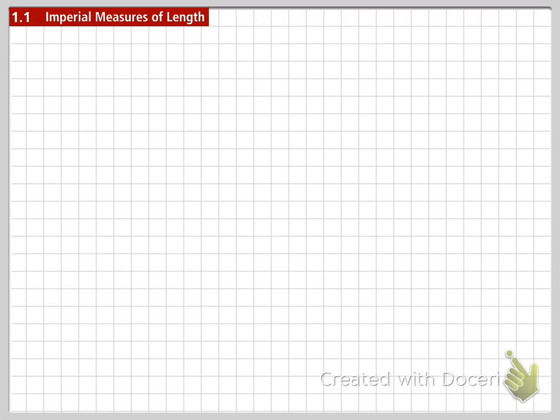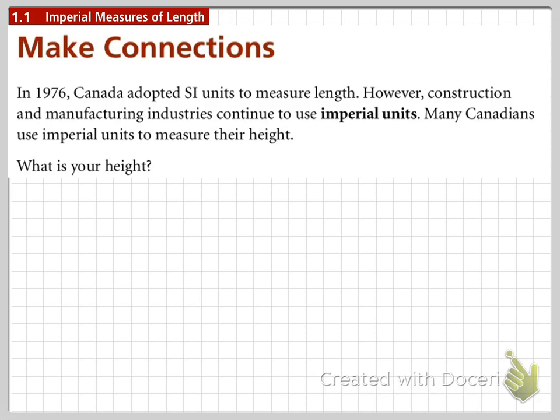Welcome to Math 10C. We're on Chapter 1, Topic 1.1, Imperial Measures of Length. In 1976, Canada adopted the SI units to measure length. However, construction and manufacturing industries continue to use imperial units.